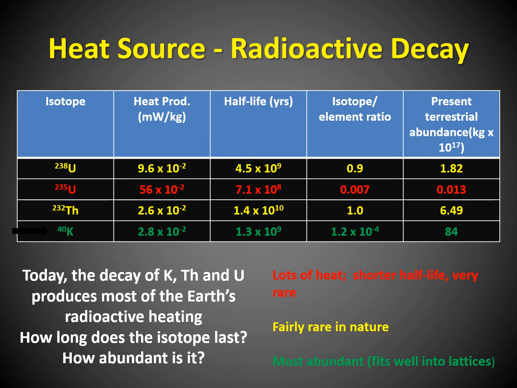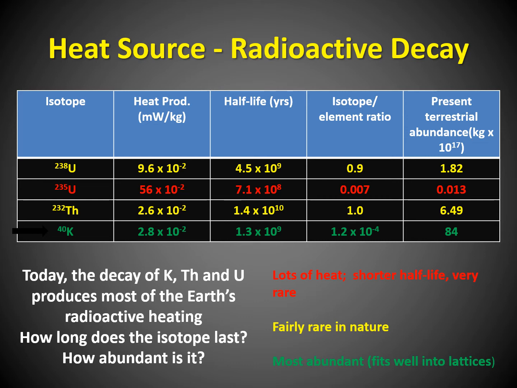But one thing to pay attention to is look at the last column. That's the abundance. As it turns out, that uranium-235, even though it gives off the most heat, there isn't a lot of it. In fact, it's really, really rare. If you look at something like potassium-40, it gives off about 1/20th the heat of uranium-235, but it's super abundant.